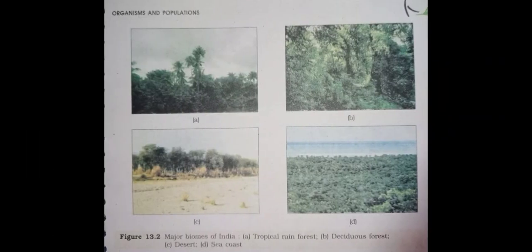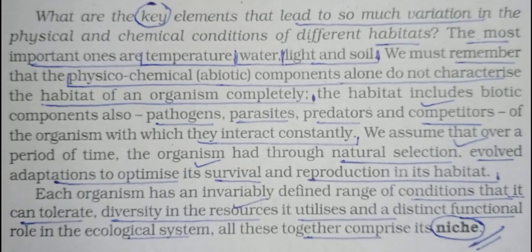So you can see now these are the 4 biomes of India. You will remember this all. First one is tropical rainforest, second one is deciduous forest, third one is habitat, and last one is about what? Last one is about the sea coast.